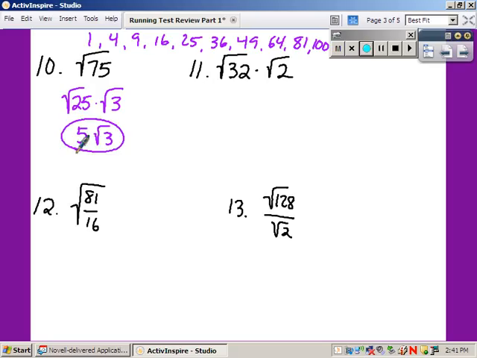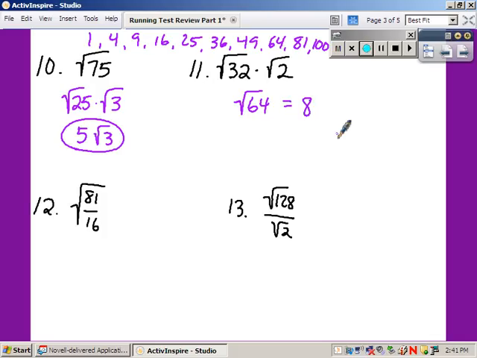So when a square root is already put together, the plan is to separate it, like in number 10. In number 11, the square root is separated, so generally the strategy is to try to put it back together. So 2 times 32 is 64, and in this case, the square root of 64 is an easy one. 8.